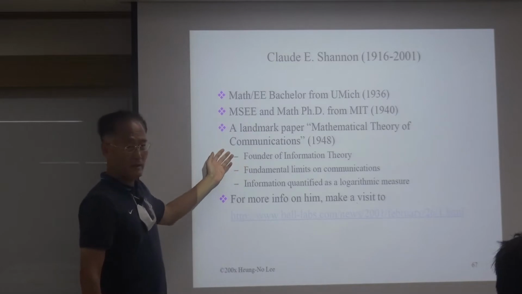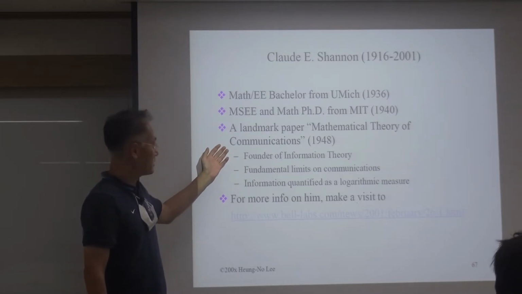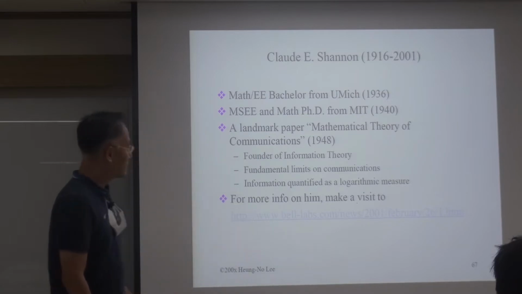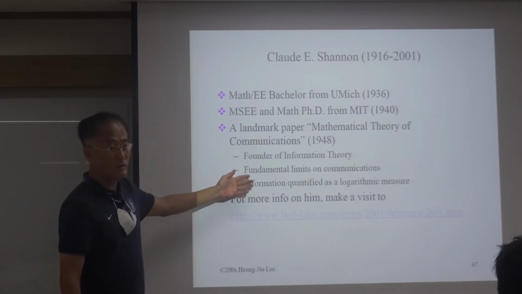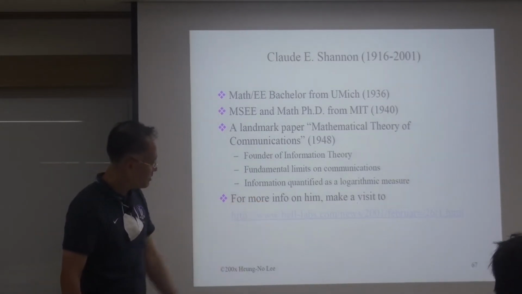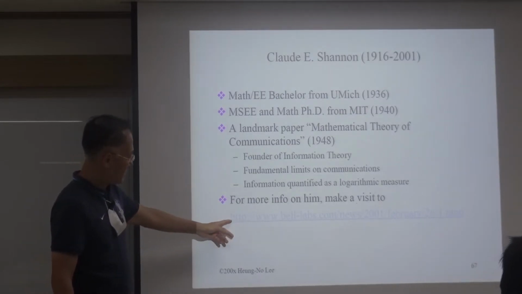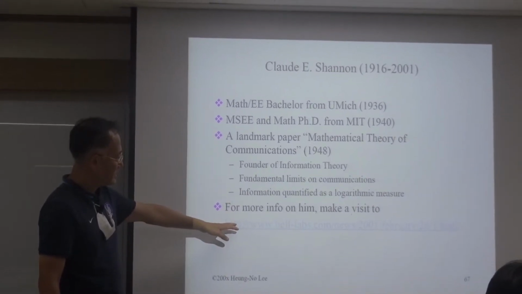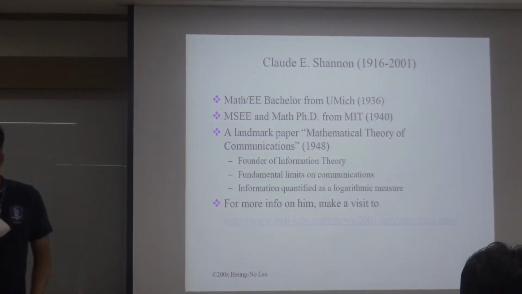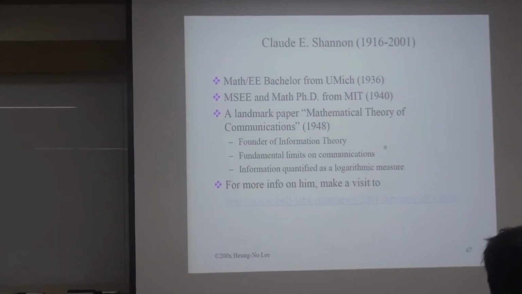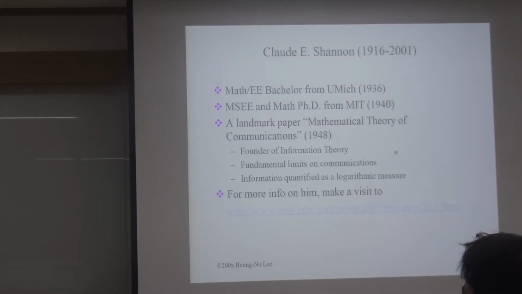And he had a theorem proving there exists a fundamental limit in communications, and that is quantified as entropy, the information measure. You can learn more about him by visiting the Bell Labs homepage, but I checked yesterday, it doesn't work anymore. So you can find the Wikipedia page on Shannon, and then you can read more about it.